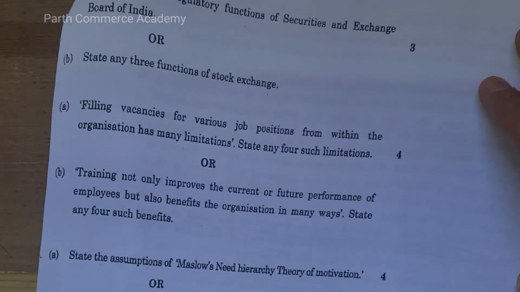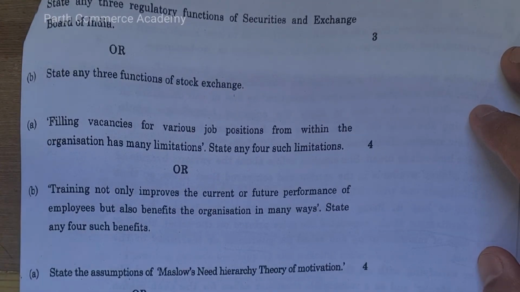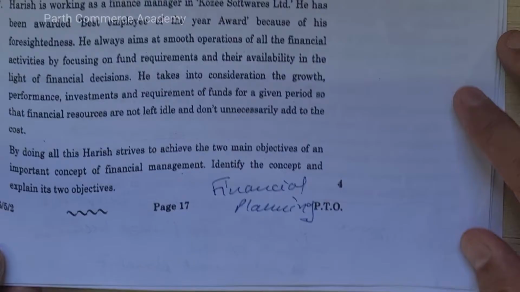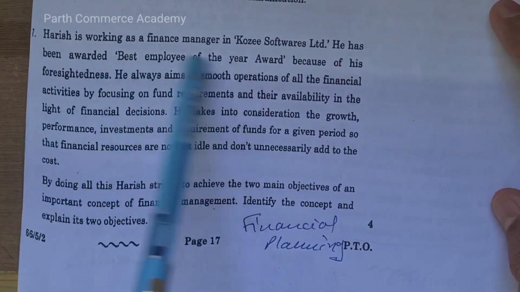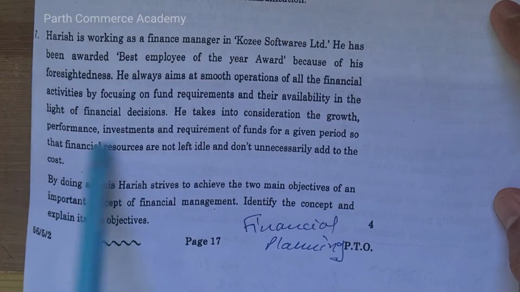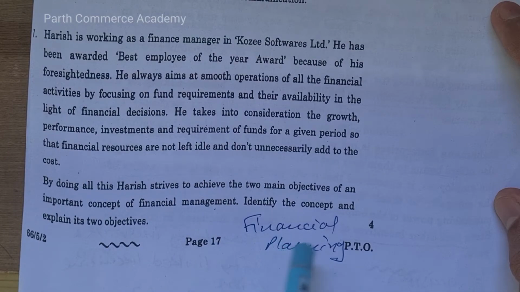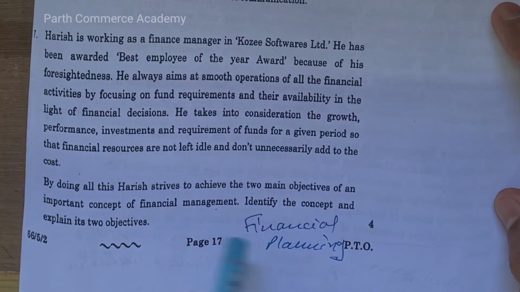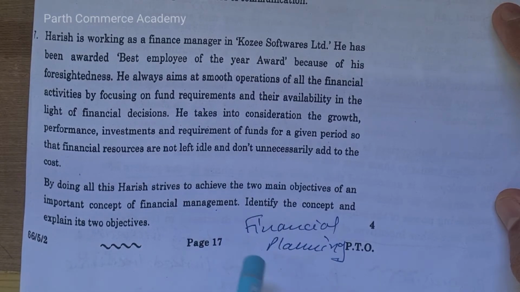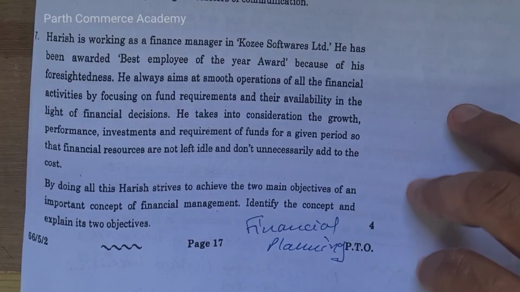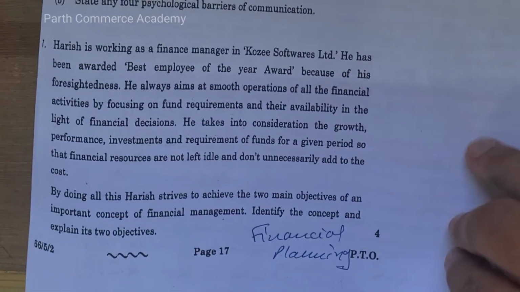Here also we can see some direct questions. Here also direct questions are there, but one question is a case study. We can see here Harish is working as a finance manager. So here they are talking about financial planning, and we have to explain two objectives. So the concept is financial planning, and its objectives we can explain, which are also mentioned in the case study only.